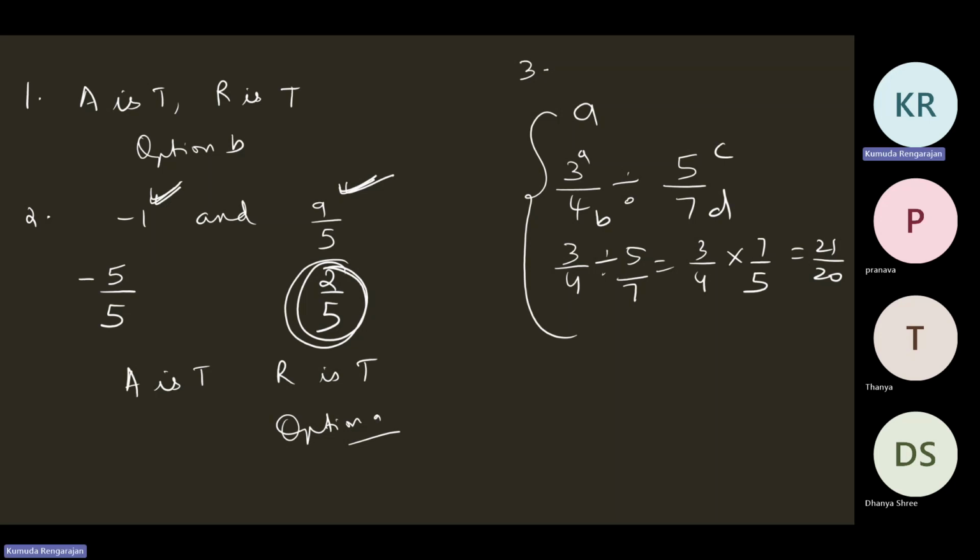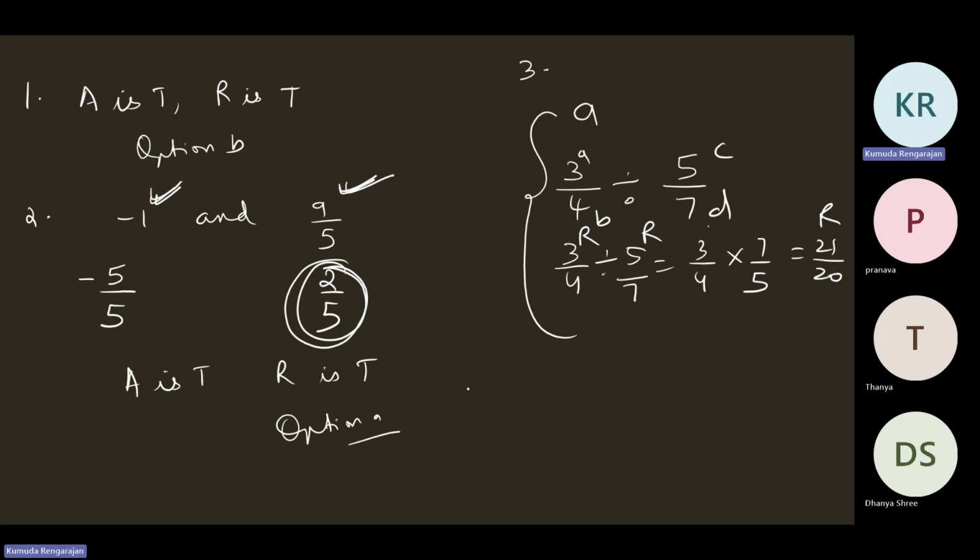A by B is like 3 by 4, C by D is like 5 by 7. When you divide 3 by 4 by 5 by 7, what do you get? 21 by 20. It's true, which is a rational number. 3 by 4 is a rational number, 5 by 7 is a rational number, and when you divide, you get a rational number, 21 by 20. So the assertion is true.